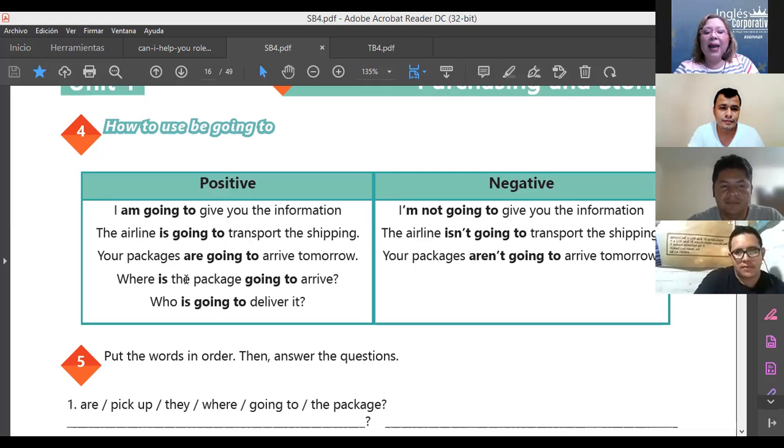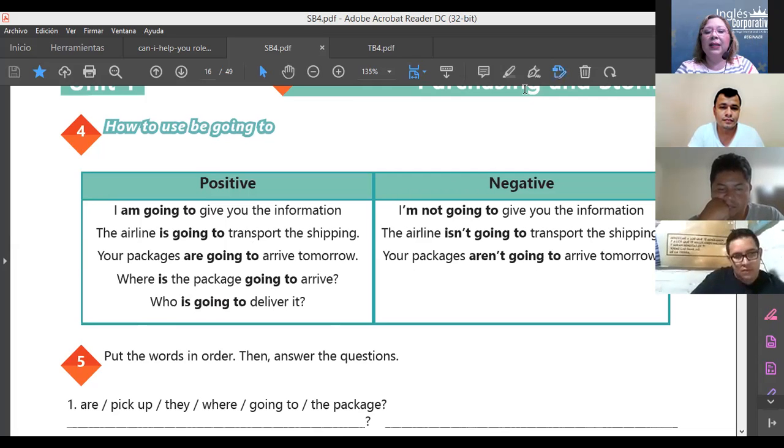Estábamos, where is the package going to arrive? Esta es la manera de preguntar con going to. ¿Cómo hacemos? Ponemos el be antes del sujeto, okay? Y después ponemos going to y luego el verbo en su forma base. Pero al principio, si es una pregunta de información, va con una WH word, okay? Who is going to deliver it?